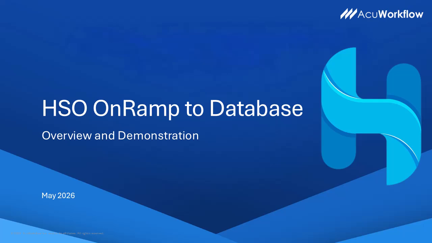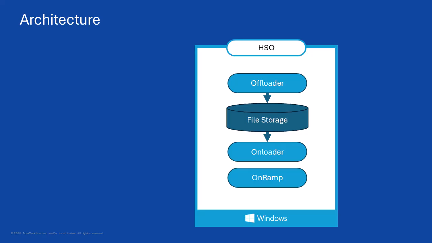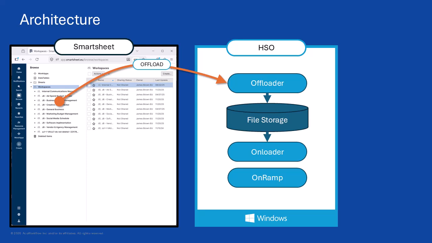In this short video, I will walk you through an example of how to use the OnRamp to database function. HSO is installed locally on the customer premises and includes three functions: HSO Offloader, HSO Onloader, and HSO OnRamp. When installed and configured, HSO Offloader can be used to offload users or workspaces, and those exported copies are saved to the HSO file system.